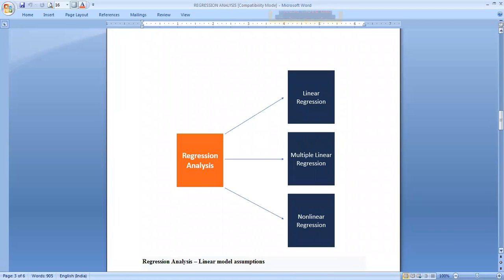Now we have a diagram, and this diagram shows that regression analysis can be divided into three parts: linear regression, multiple linear regression, and non-linear regression. These are the three parts of the regression analysis.